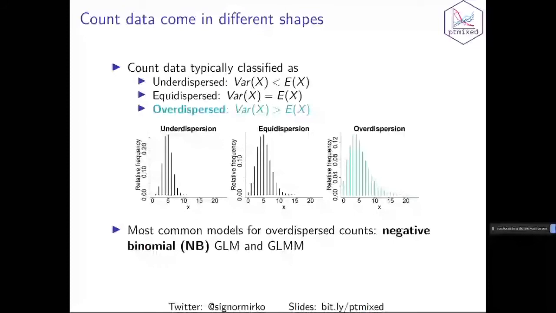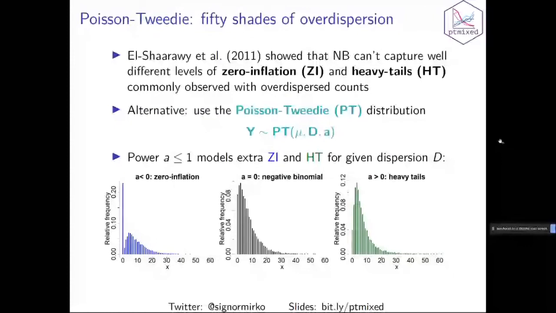However, there is mounting evidence that often this distribution is not flexible enough. For example, El-Sharawi showed that the negative binomial does not fit sufficiently well the empirical distribution of count data that exhibit zero inflation or heavy tails. For this reason, they propose to use a more flexible distribution called Poisson-Tweedy. This is a discrete distribution that has a third parameter besides the usual mean and dispersion parameters. This parameter is called power parameter, and it allows to model extra zero inflation when negative and heavier tails when positive.